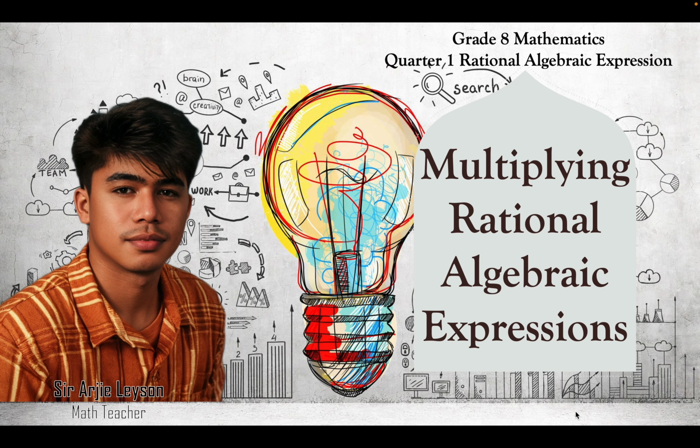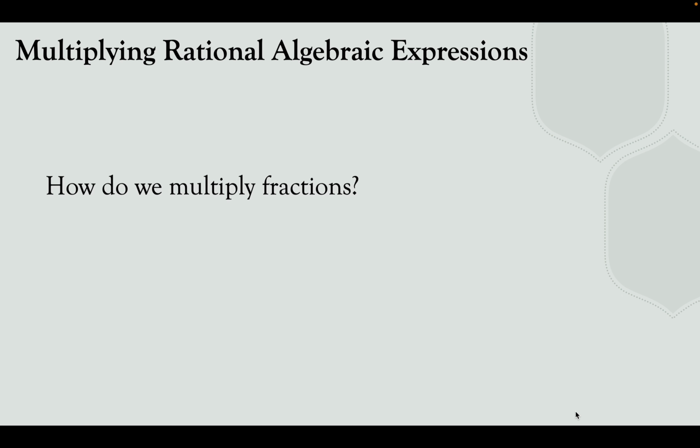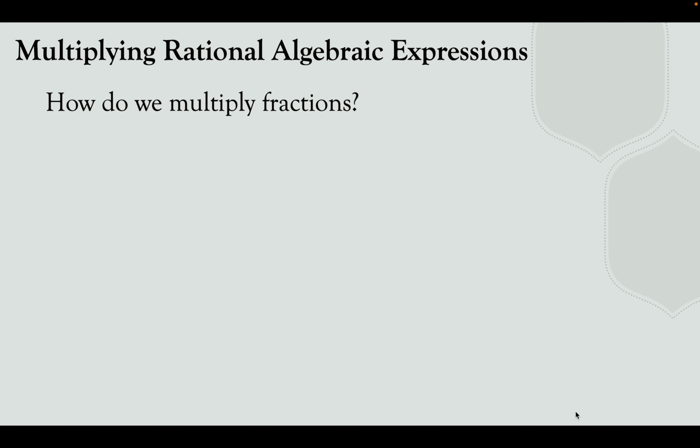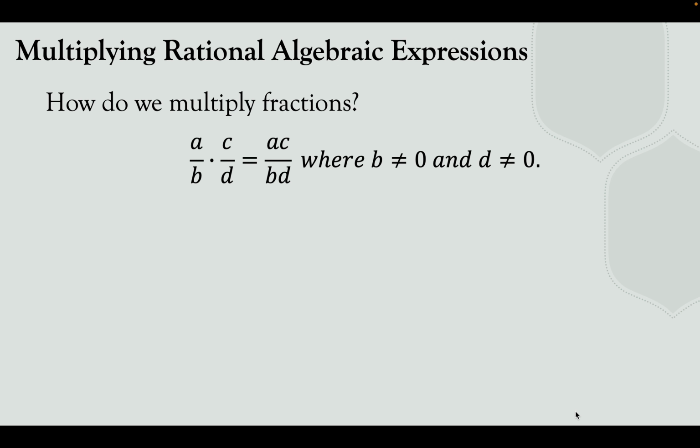In this video, we will discuss all about multiplying rational algebraic expressions. So, before we proceed to our main lesson about multiplying rational algebraic expressions, let us recall first how do we multiply fractions. If we have a over b times c over d, all we need to do is just multiply the numerator by its numerator and denominator by its denominator. So we have a times c, we have ac, and b times d, we have bd, where your b must not equal 0 and your d must not equal 0.